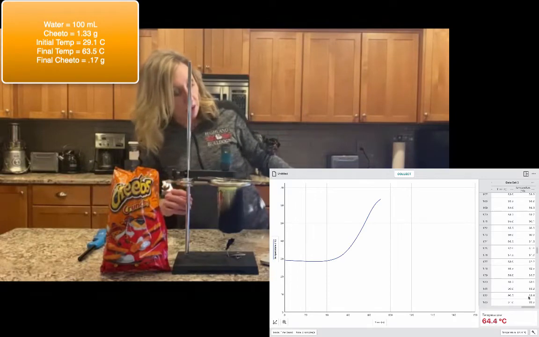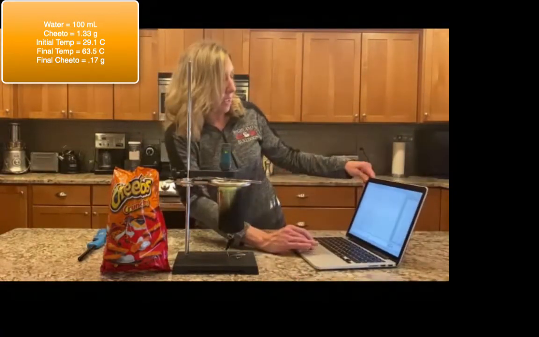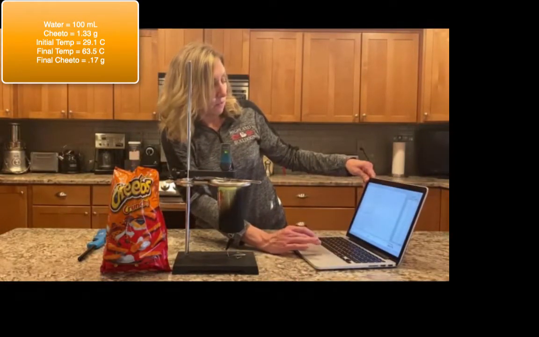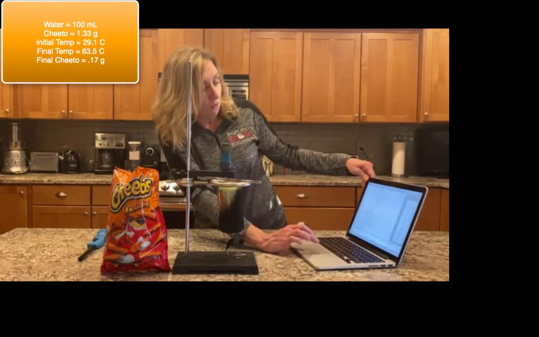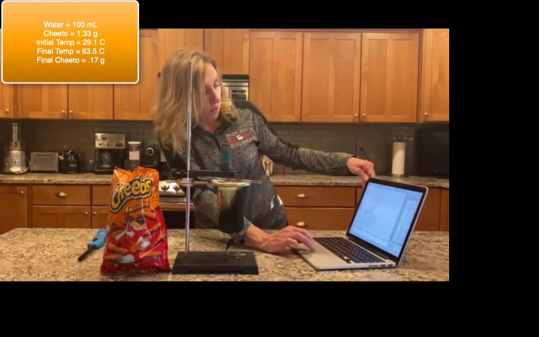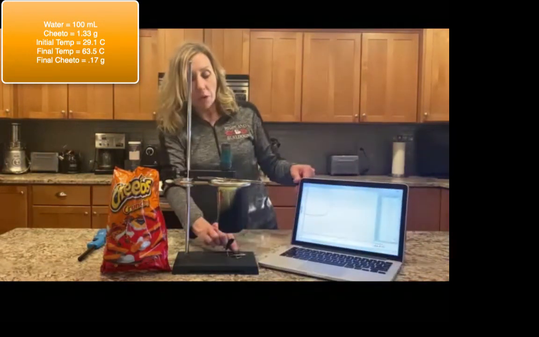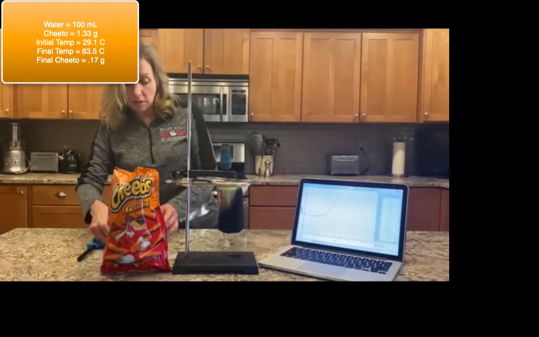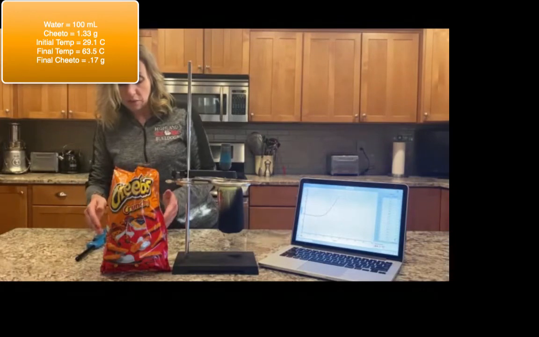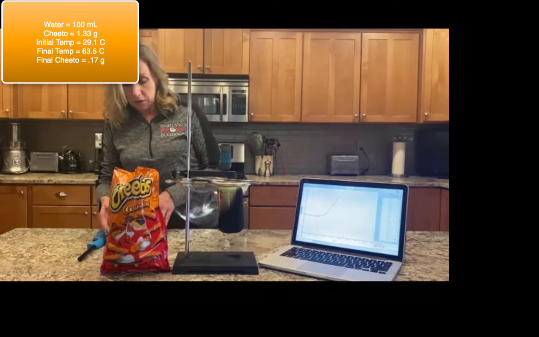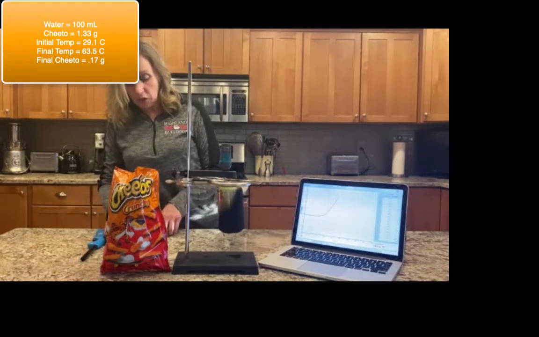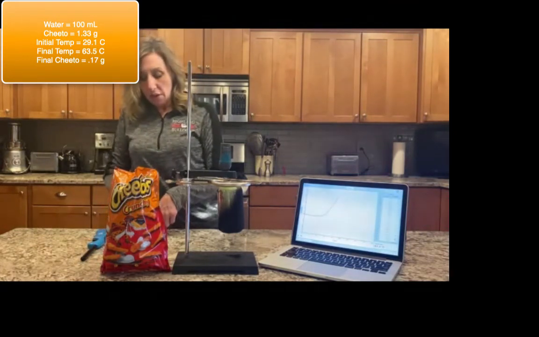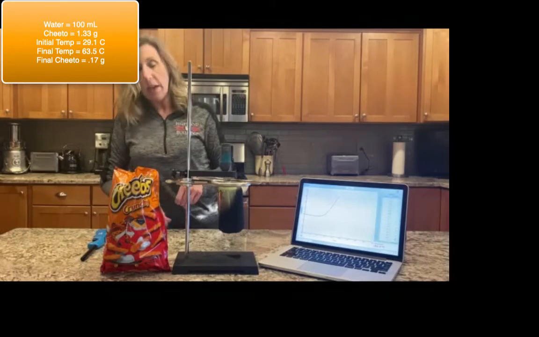So this time we made it up to 60.9. Actually 63.5 is where I stopped it. We're going to take our final weight, put it over here on my balance, subtract out the paper clip, and I've got 0.17. So initial for the Cheeto was 1.33, final was 0.17, and then you'll subtract those when you do the lab.